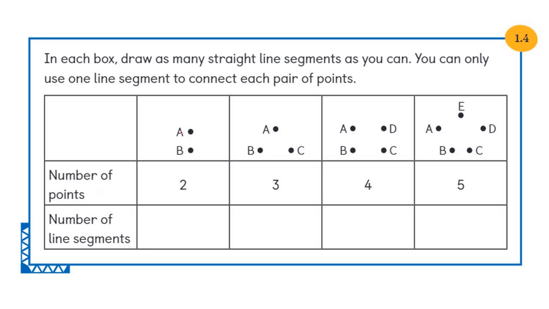How many points are there in this box, children? 1, 2. 2 points are there. How many line segments can we draw using these 2 points? Only one. How many points are there? 3. How many line segments can you draw? 1, 2, 3. 3 line segments we can draw using 3 points. In the same way, the remaining 2 you have to do.